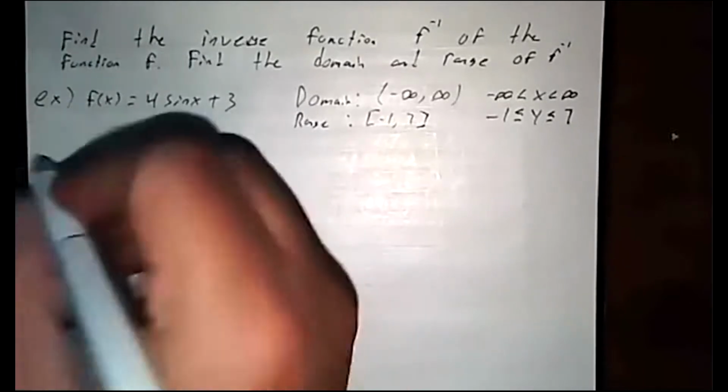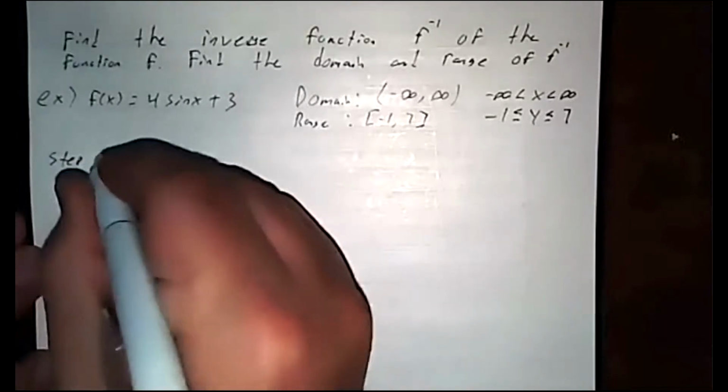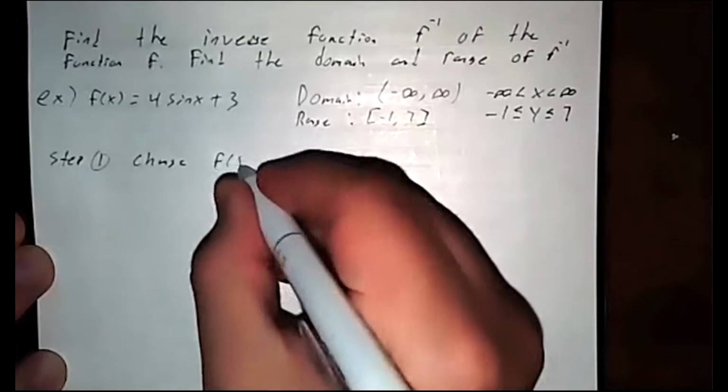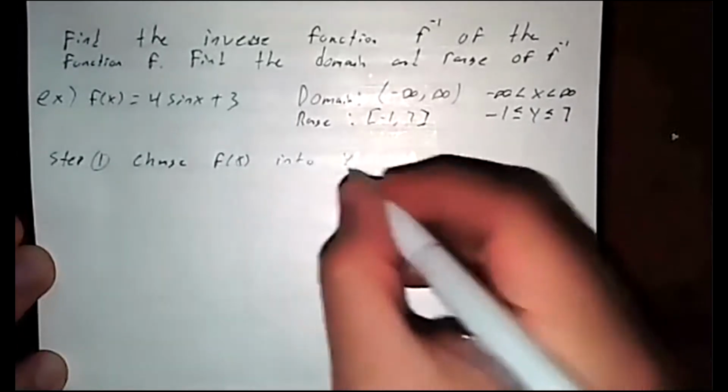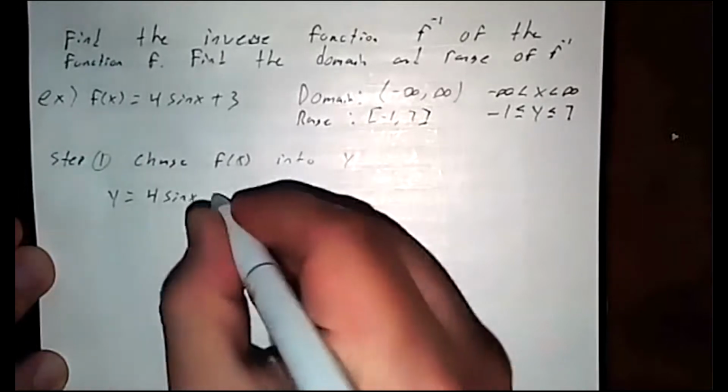Okay. So step 1, change f of x into y. So you write y equals 4 sine x plus 3.